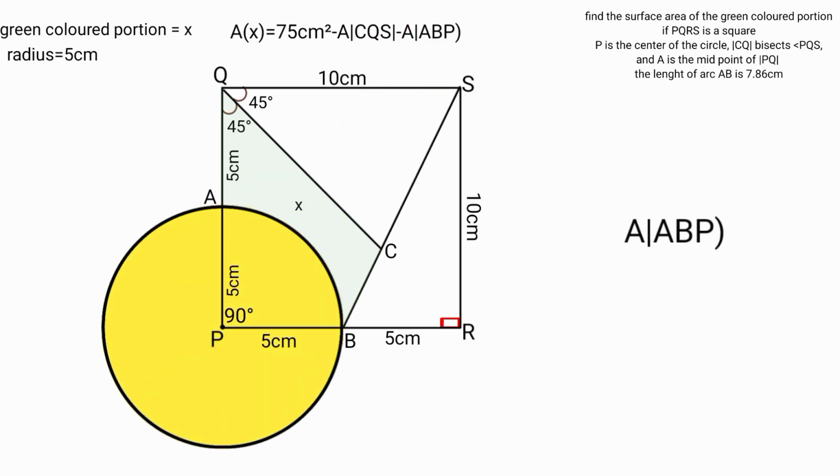The formula for the area of the sector of a circle is theta over 360 pi r squared. So area of ABP equals theta over 360 pi r squared, where theta is the angle at the center, which is this angle here, 90 degrees. Pi is 22 over 7, and r is the radius, which we found to be 5 centimeters.